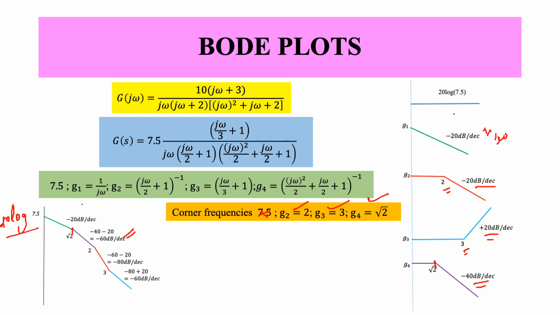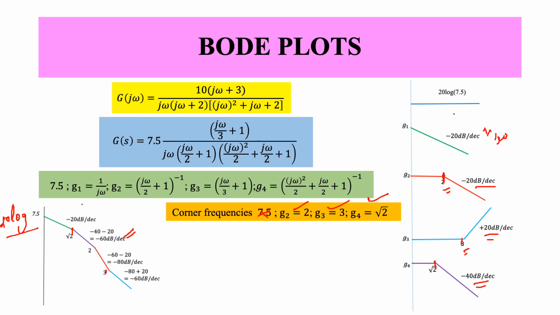Then again at the second corner frequency 2, my slope has decreased by minus 20. So again I'm adding minus 20, so it is minus 80 till 3. Now it's increased by 20 dB, so it's now minus 60. So this is the overall Bode plot for this transfer function.